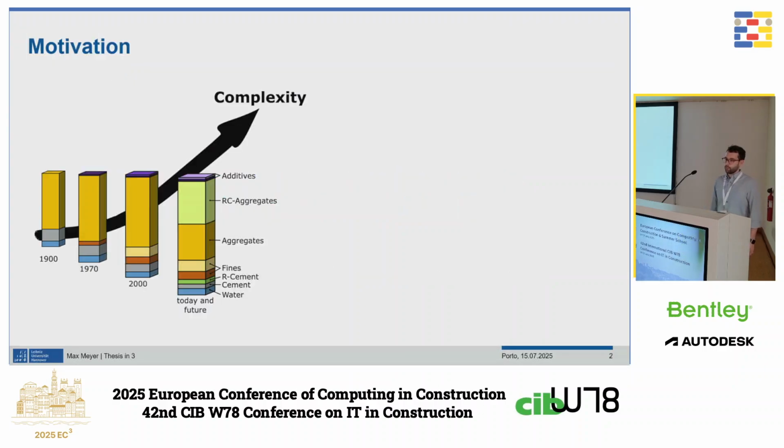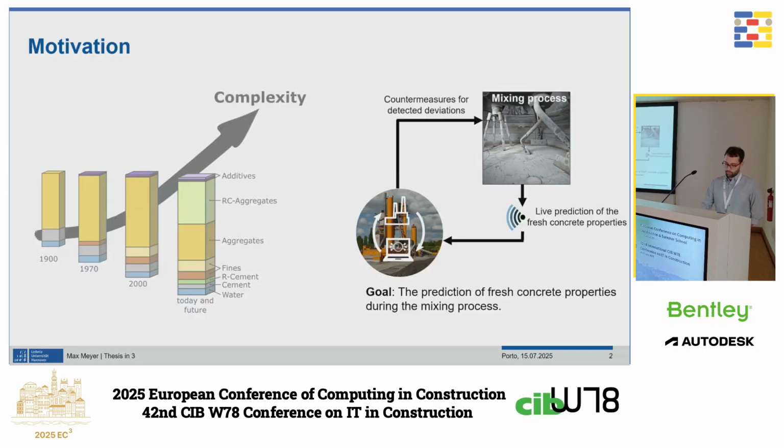So in recent years, the mix design of concrete became more and more complex in order to reduce CO2 emissions and to improve the performance of the concrete. However, the downside of this trend is that it's becoming more difficult to control the fresh concrete properties. So therefore, the goal of my thesis is to predict the properties already during the mixing process. So if deviations are detected to the target properties, countermeasures can still be applied in a timely manner.